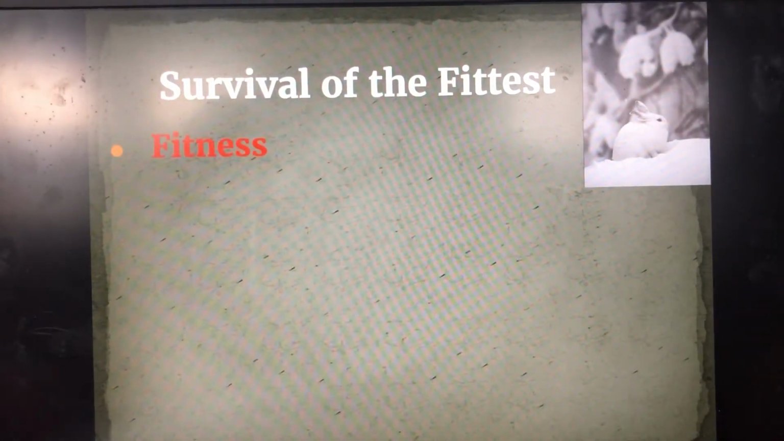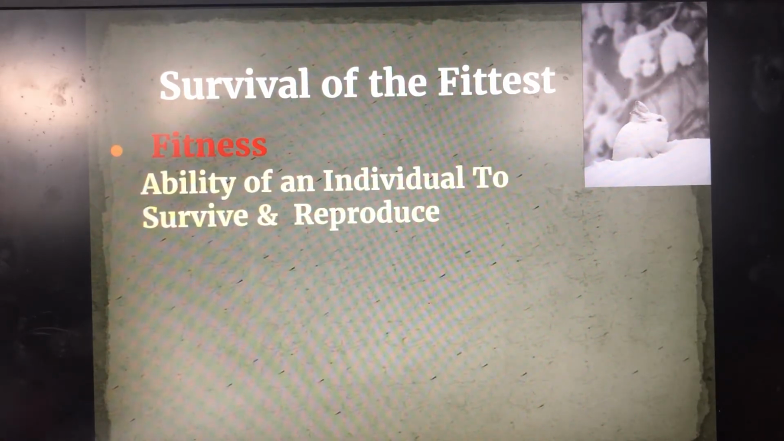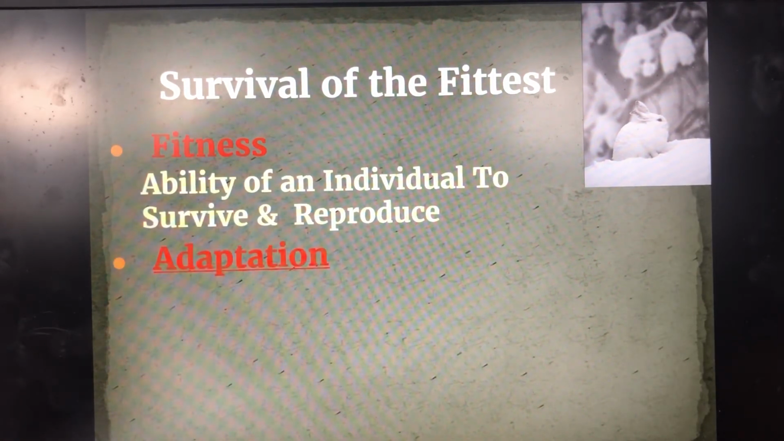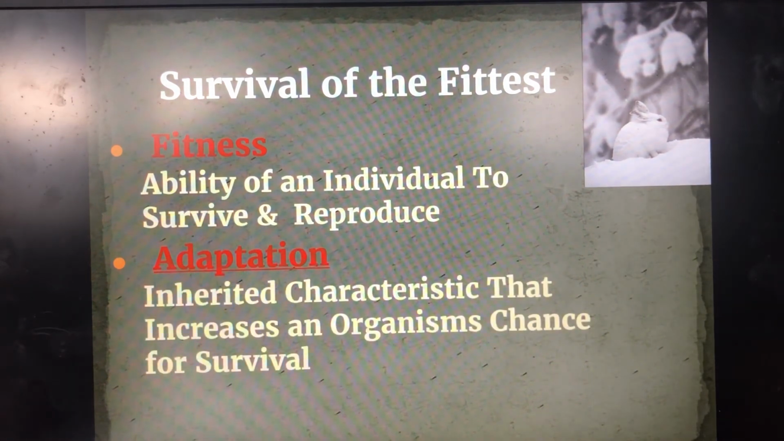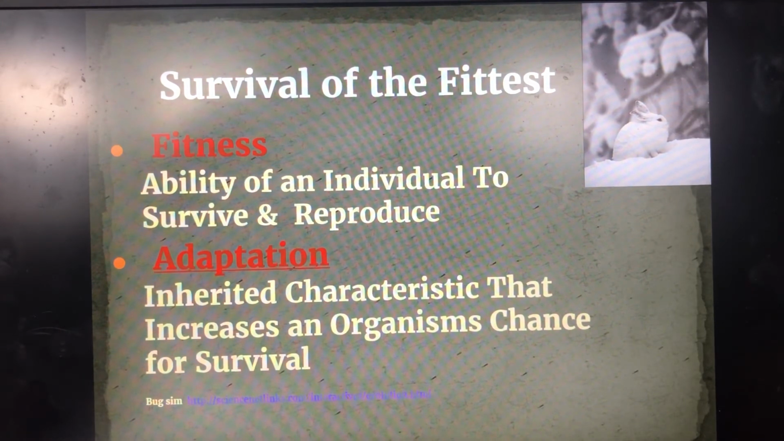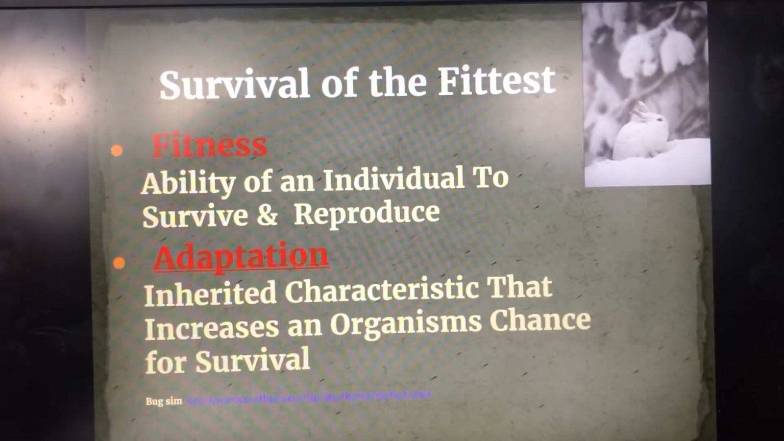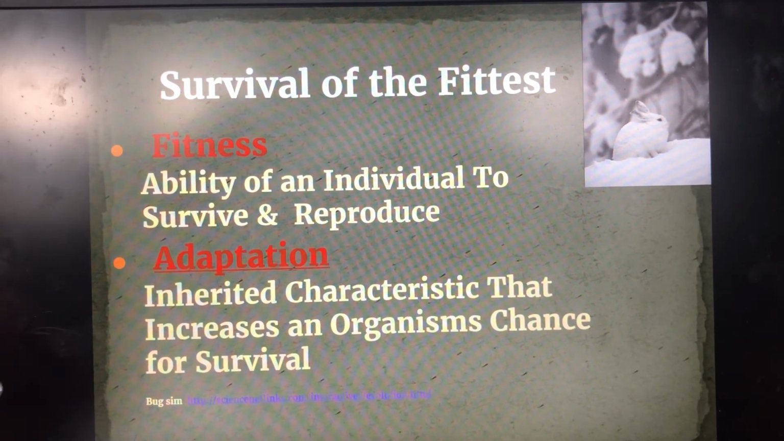Okay, so here we are, survival of the fittest. Fitness is the ability of an individual to survive and reproduce. An adaptation is an inherited characteristic that increases the organism's chance for survival. Okay? So, when we say survival of the fittest, it's not who's the most fit in terms of a fitness class, it's who can survive and reproduce the most. And it becomes an adaptation if that characteristic gives it an advantage for survival.